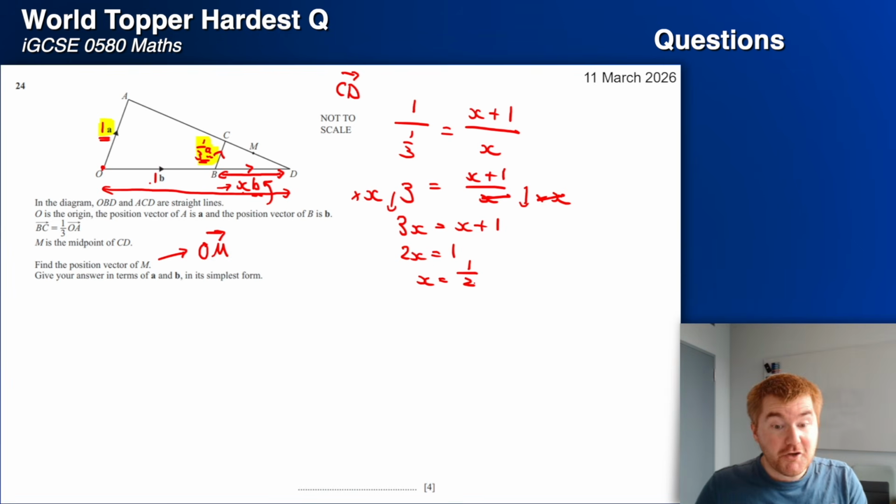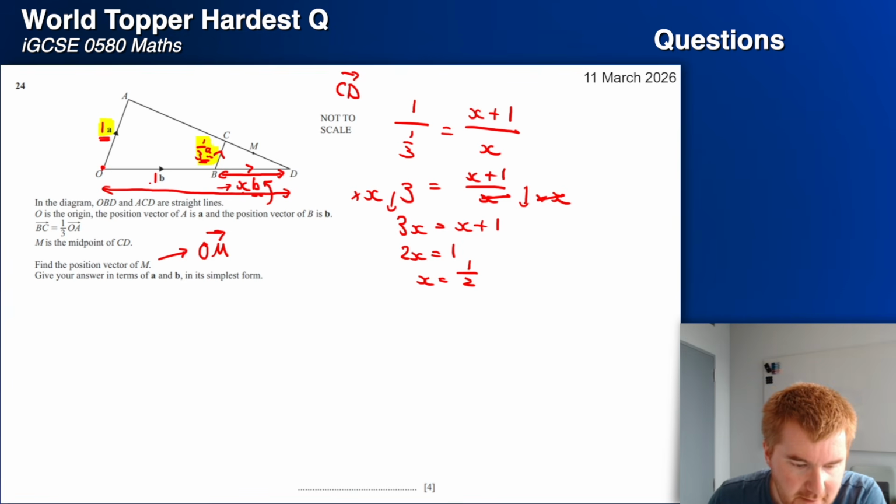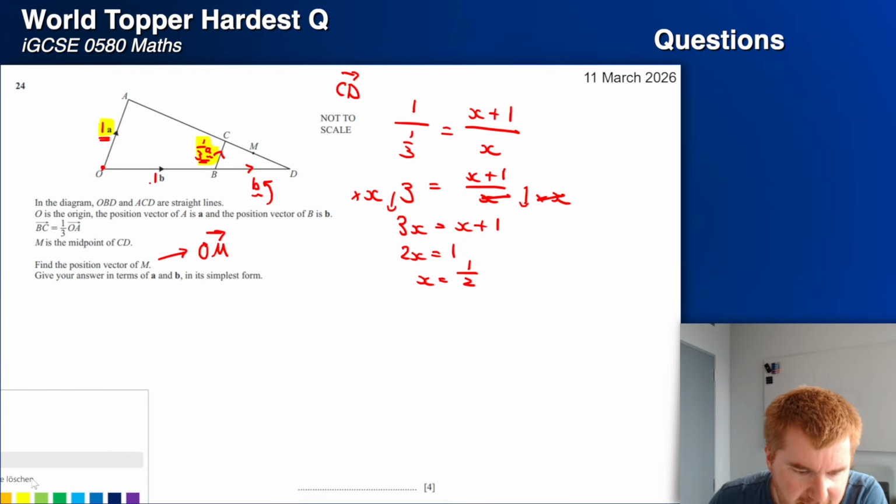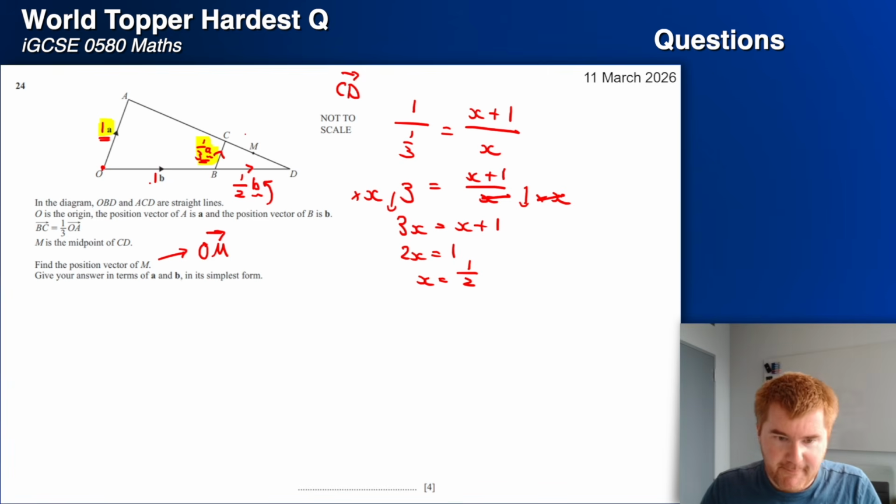So actually, you can work out that vector, which is going to become very, very useful later on. This is where the students get the most confused. So let's wipe out some of these arrows so it's a bit clearer. So we actually have this vector, using similarity, is equal to 1/2 b. That's going to be really useful later on.